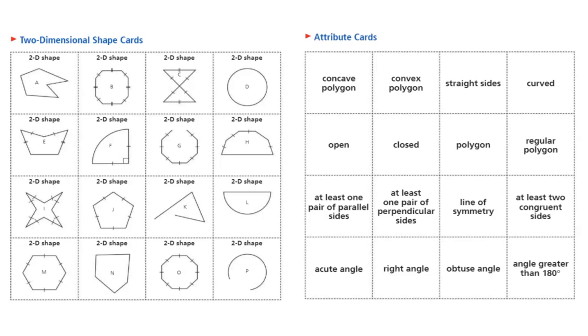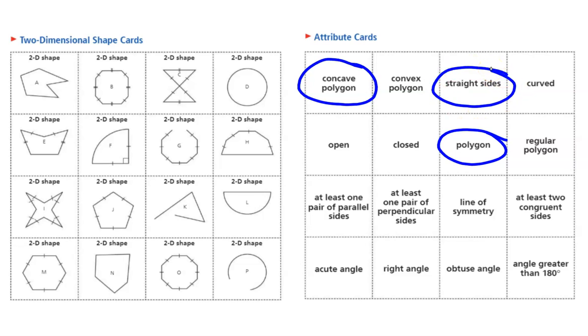Now, you have in your journal these little attribute cards and two-dimensional shape cards. If you wanted to do this for your assignment today, that's totally fine. Basically, what it's asking you to do is to match together the attributes. So, for example, something like this shape right here, you could tell me that it is concave, so that could work there. Or you could also tell me that it is a polygon, that would work. You could tell me that it has straight sides.